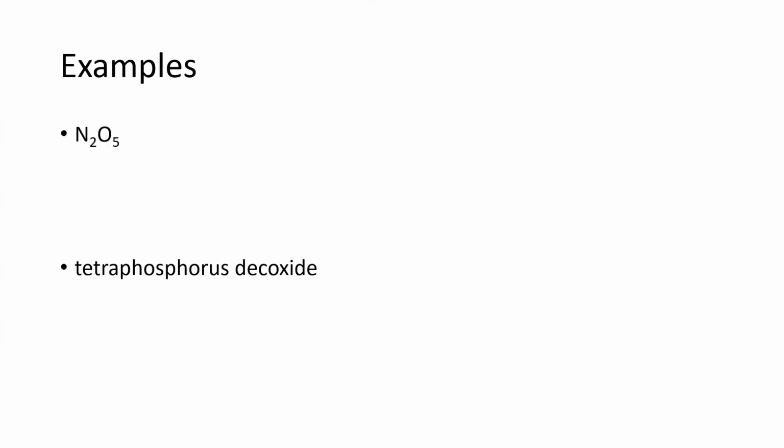Let's work a couple of examples. N2O5. Well, the first element is nitrogen, and we need to put a numerical prefix in front. The number is 2, so we'll call it dinitrogen. First element goes by its normal name. And then the second element is oxygen. We're going to change that to have an IDE ending, so it'll be oxide. And we're going to add a numerical prefix for 5, so we'll put pentoxide at the end. And again, if you wrote pentaoxide, I'd give you full credit for that.